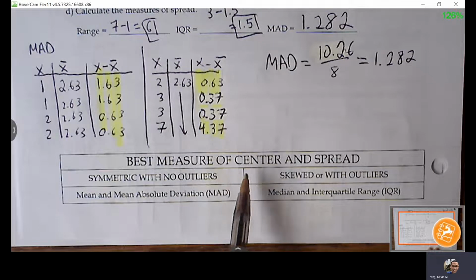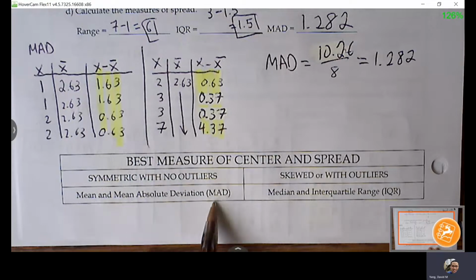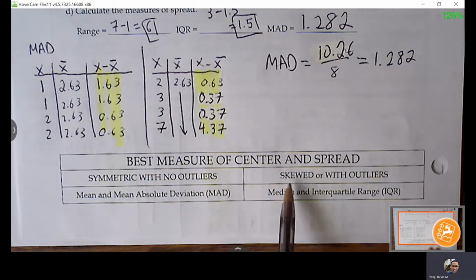So, best measure of center and spread. If you have a nice symmetrical graph or a list of numbers, then the mean absolute deviation is going to be good to measure that spread. But if things are really off, where you have a clump of numbers or a lot of outliers that are throwing your data off, then using interquartile range will give us a better idea as to how spread out the data is.